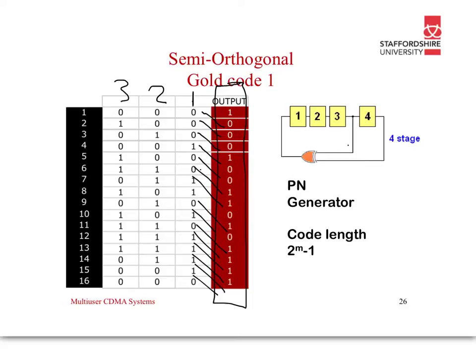If we try to correlate any two of those codes, they will show a low value. It won't be 0 because they're not truly orthogonal. They're only semi-orthogonal with one another because they're similar; they're just not in synchronization. So to make this more orthogonal, we can increase the number of stages, first of all.